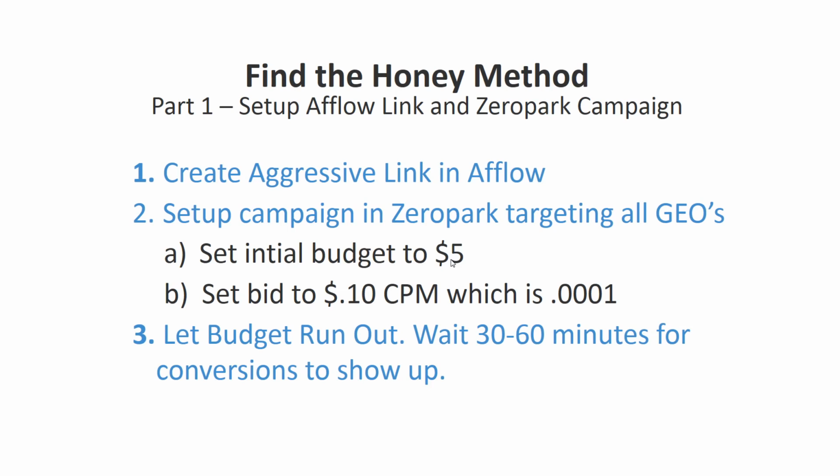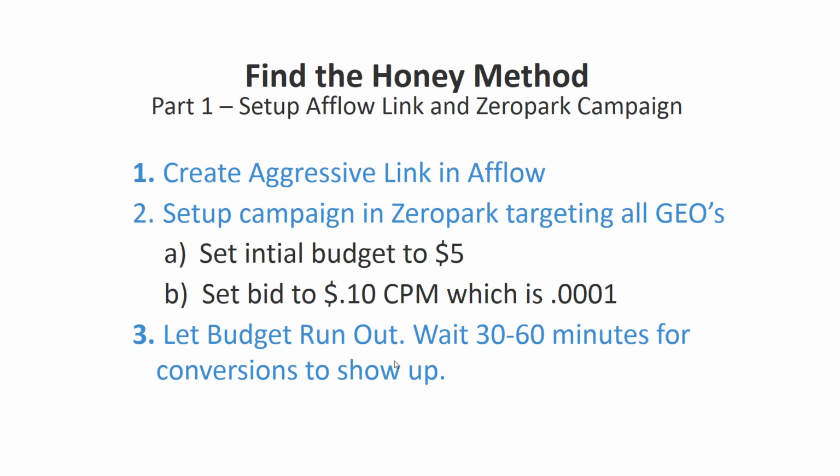But if you set the budget low, the Zeropark system is going to stop the traffic as soon as it can, and you'll probably end up with like $10 or $15 in spend. Which is fine, that's what you want because it's spread out across so many different countries. But always keep your initial budgets very low. And same thing with your initial bid. Set your initial bid at 10 cents CPM, not $10, not $1, 10 cents, which is 0.0001. Let your budget run out.